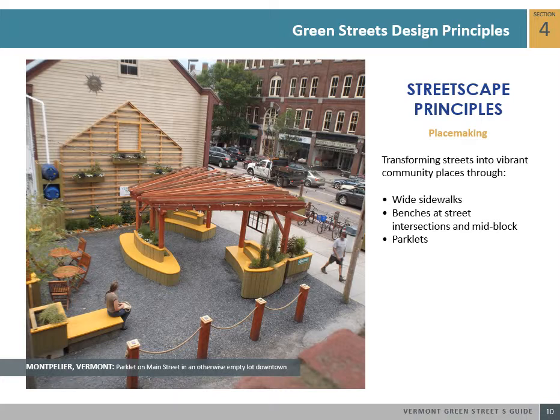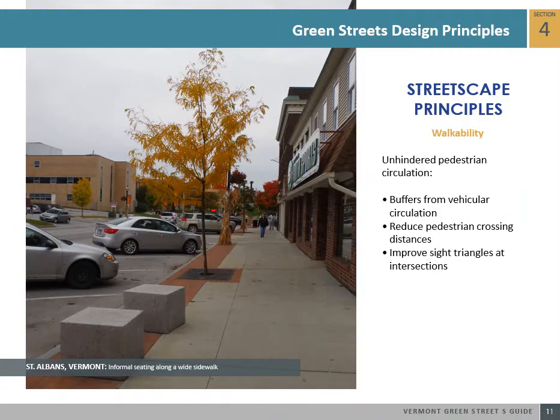Well-designed streets and wide sidewalks can allow for unplanned human encounters through amenities such as benches at street intersections and mid-block locations. Existing parking spaces and private frontages can be transformed into parklets, as shown in the example, that can foster a greater sense of place. Combined with a backdrop of green infrastructure and trees, streets can thrive, surrounding businesses can prosper, and stormwater can be managed. Another streetscape principle is walkability.